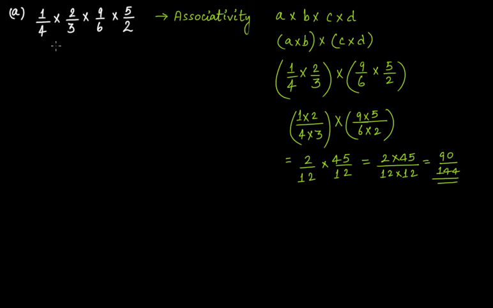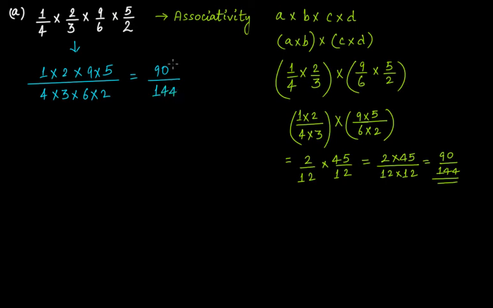Wait. There can be another way, that is simply multiply all the numerators together and simply multiply all the denominators together in one single shot. So 1 times 2 times 9 times 5 and then 4 times 3 times 6 times 2. In this case we get 2 times 1 is 2 times 9 is 18 times 5 is 90. 4 times 3 is 12 times 6 is 72 times 2 is 144.